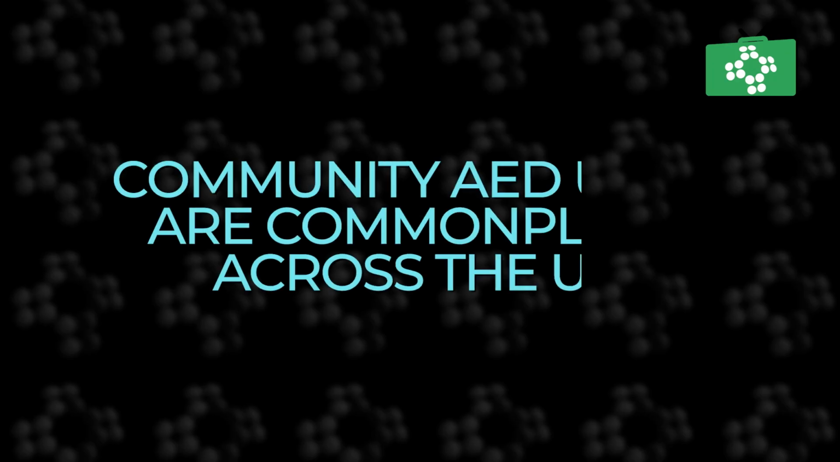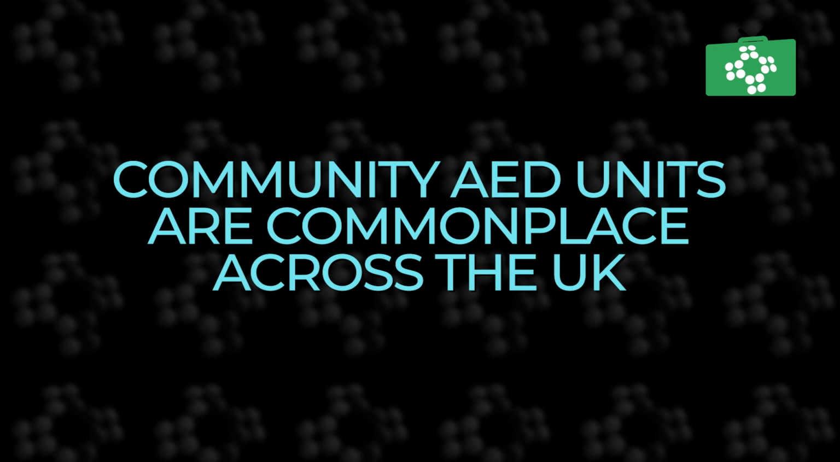AED units are needed as soon as possible in the event of a cardiac arrest, and a good way of making them available quickly before the ambulance arrives is to place them in the community. Community AED units can be found in local shops, churches, pubs, community centres and many other places. They can also be found in businesses.